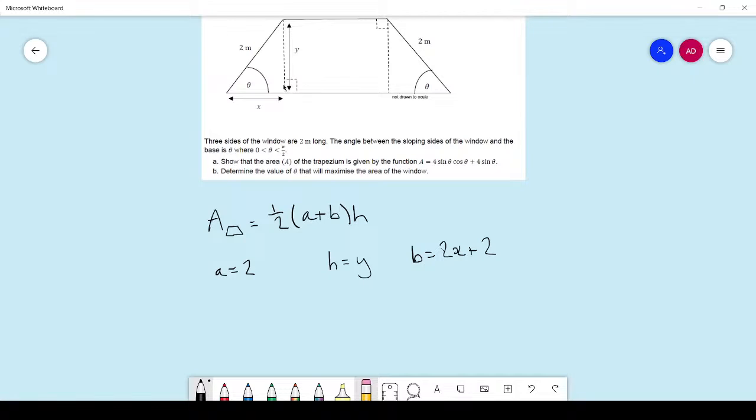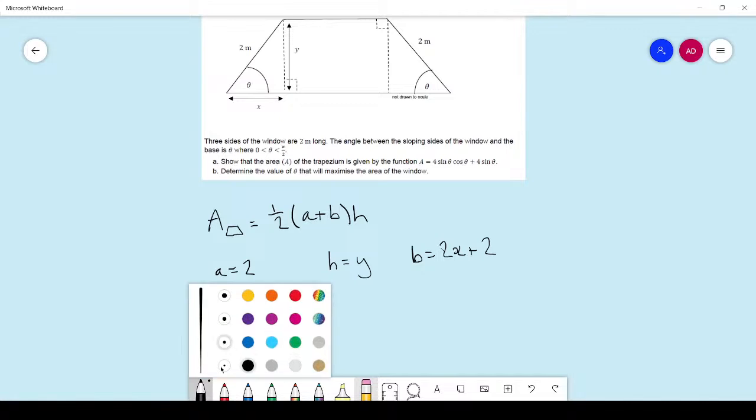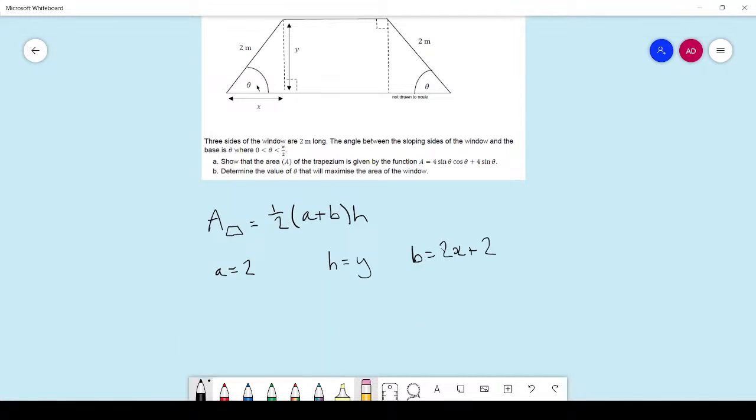If we consider this as a right angle triangle, which it is, we can use trig ratios to represent the sides y and x. So let's find the side y. Using this as our theta, y is opposite the angle, and we'll use the hypotenuse here. The trig ratio for opposite and hypotenuse is sine.